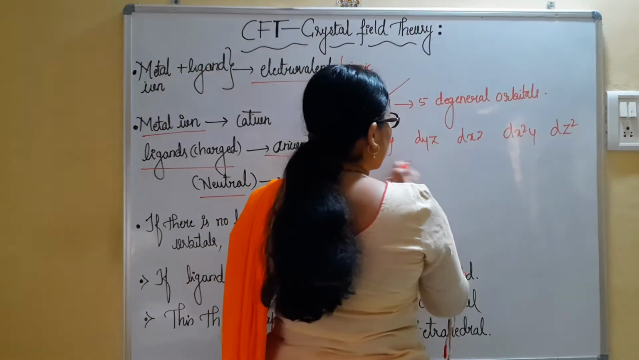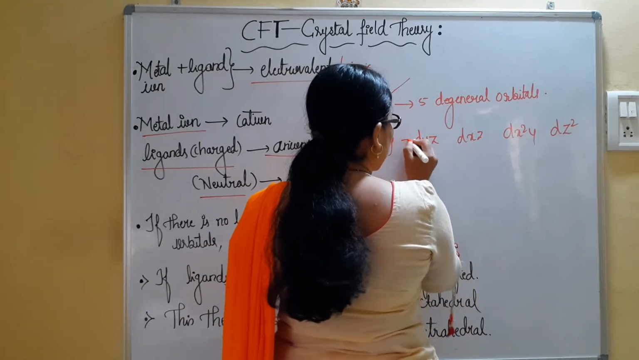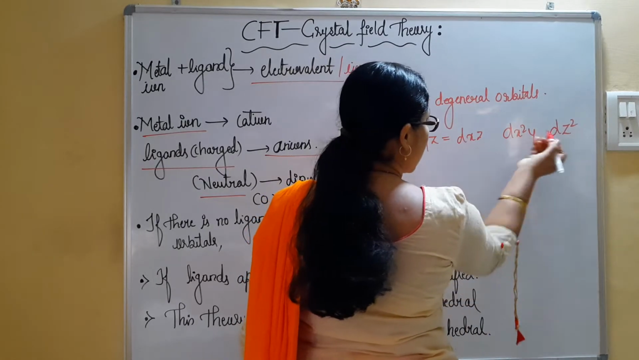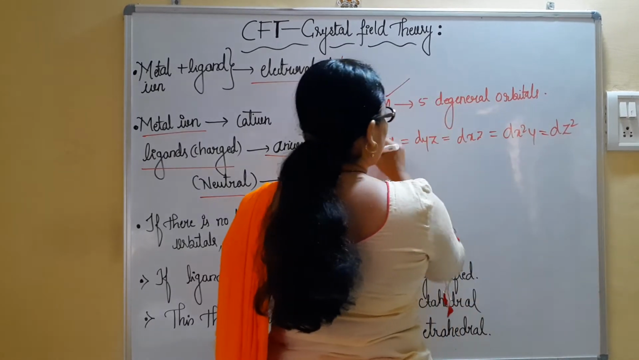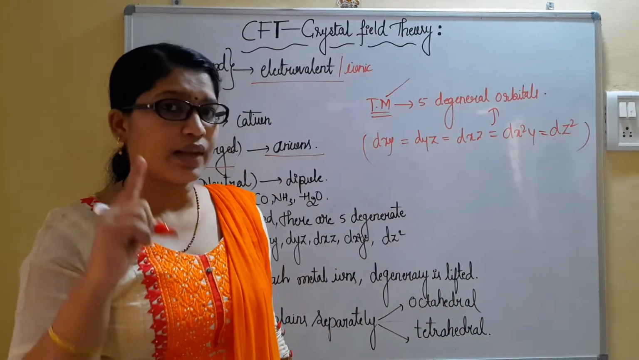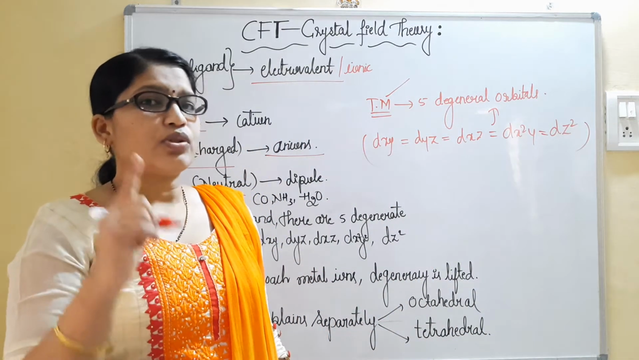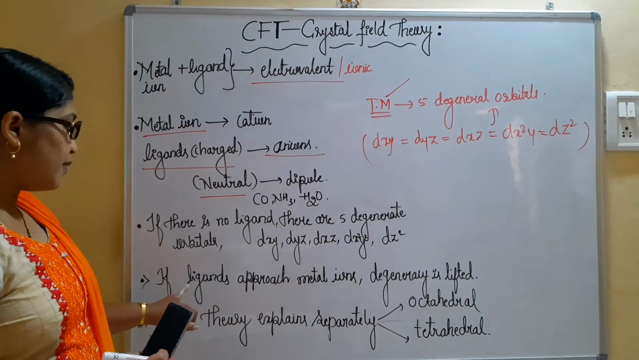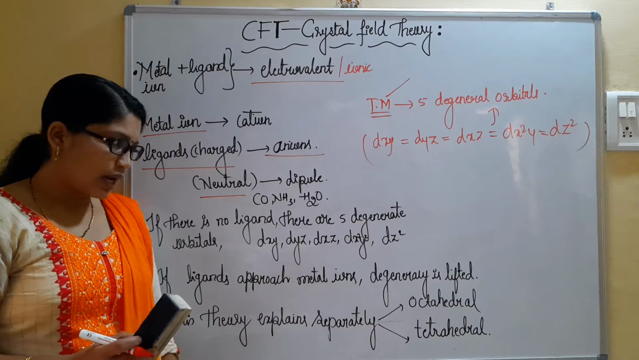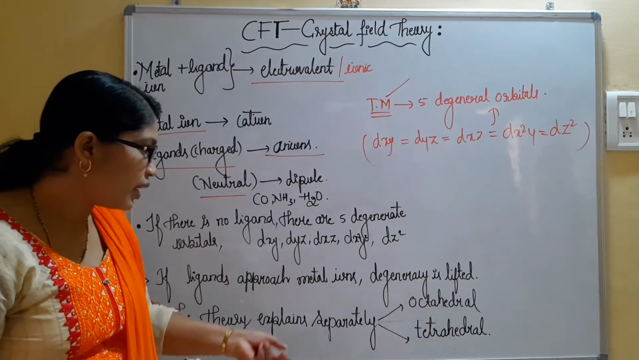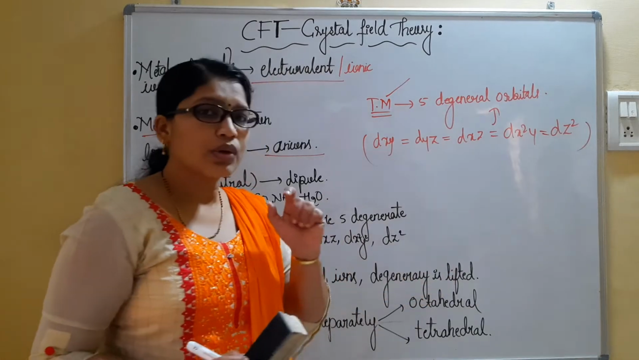Now you can see how to represent that. dxy is exactly equal to dyz, dyz exactly equal to dxz, and so on. So these are said to be degenerate orbitals in the absence of ligands. Fine. So now next you can see here. If the ligands approach the central metal atom, this degeneracy is going to be lifted.